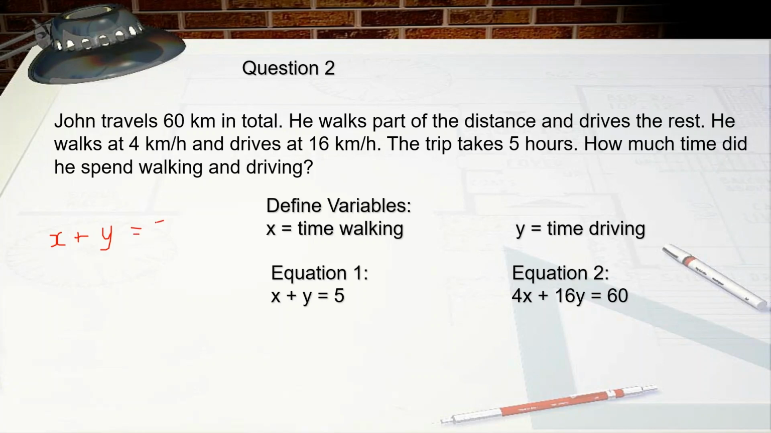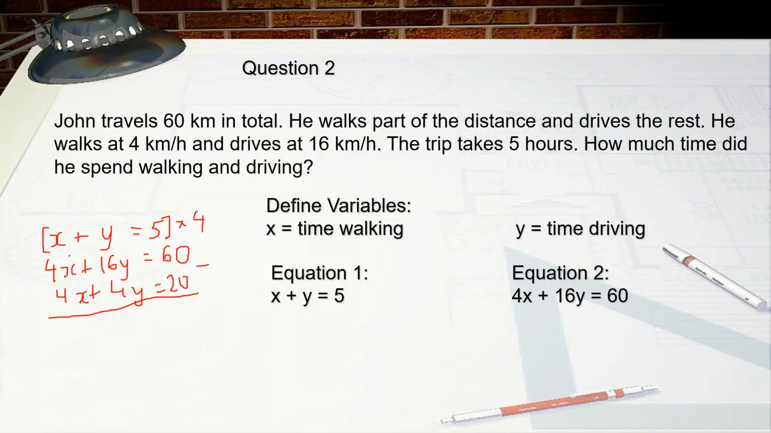So I'm just going to show you x plus y is equal to 5 and 4x plus 16y is equal to 60. So here I can just simply multiply this first equation times 4, so it gives us 4x plus 4y is equal to 20. Now 4x is common in both, so we can simply subtract it and eliminate it. 4x gets eliminated. 16 minus 4 is 12y. 60 minus 20 is equal to 40.